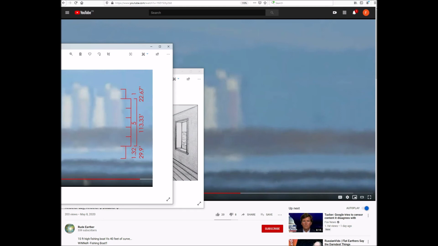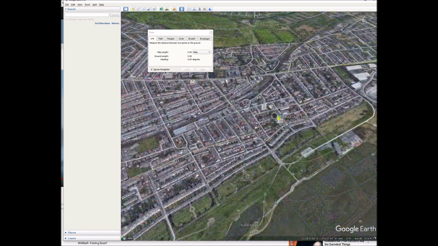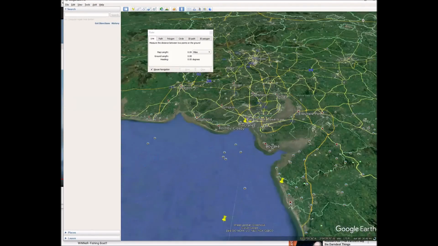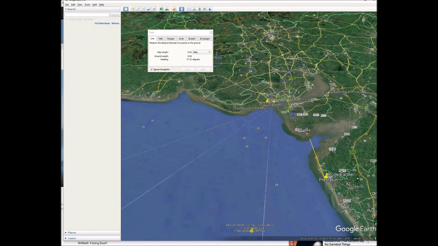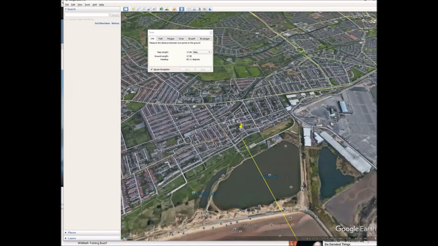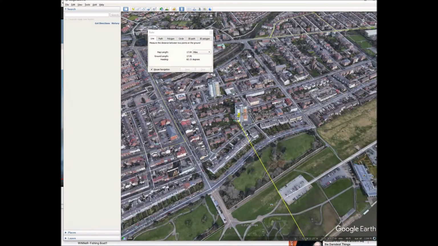One cause could be Earth curvature. Using the generally accepted radius of the Earth, how much drop would we expect to see from our observation point to the apartment tower? Returning to Google Earth, we will briefly check the distance in question, and towers. 17.95 miles.